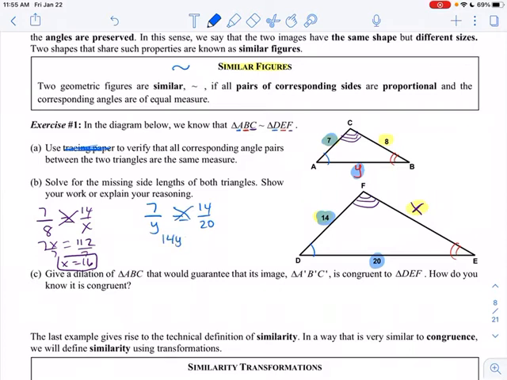So now I cross multiply. 14 times y is 14y. 7 times 20 is 140. And I divide by 14, and y equals 10.